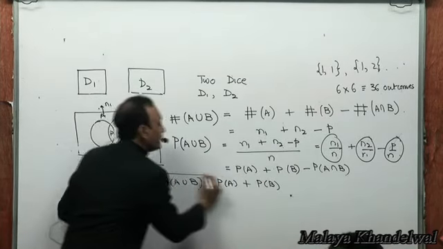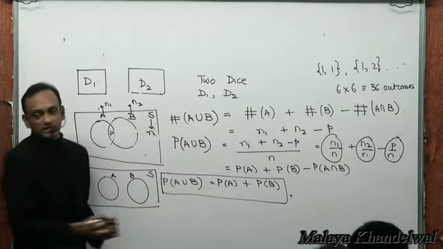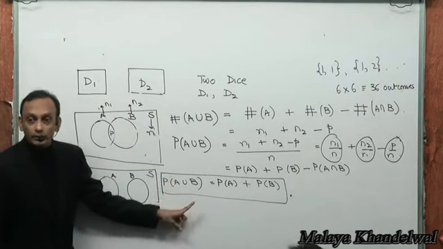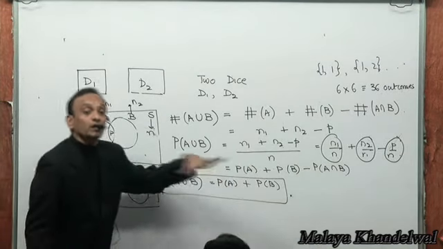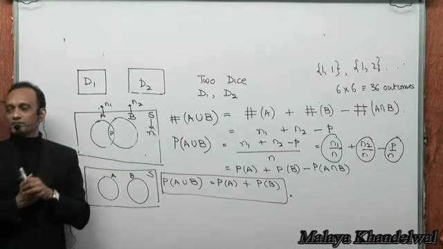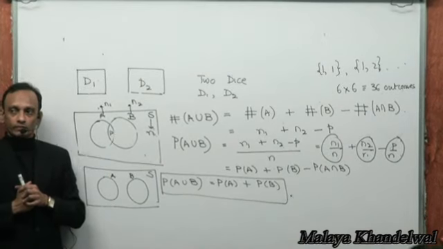So if A and B are two mutually exclusive events, then probability of A union B, A occurring or B occurring, will only be the sum of the probabilities. Right?